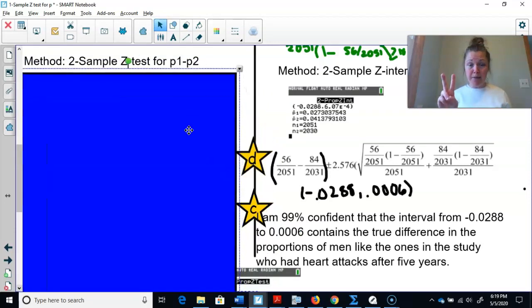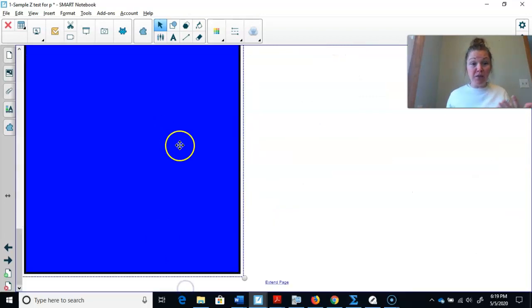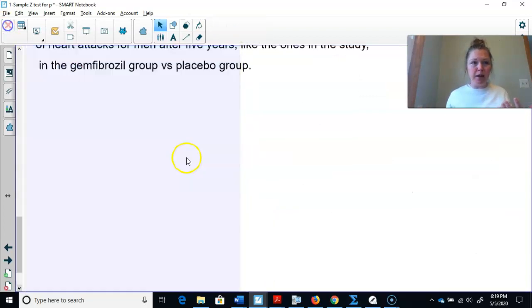So we have 2 samples. We're doing a test for P1 minus P2. Now let's get to the fun stuff, the do. We draw our curve. Remember, that's your insurance policy. You don't necessarily need to have it. With my curve here, I'm going to just get rid of this blue thing here.